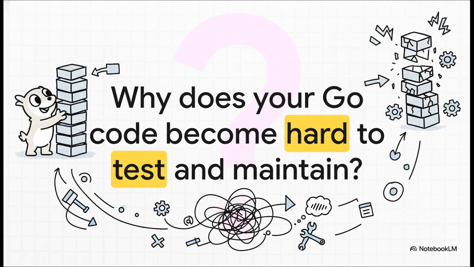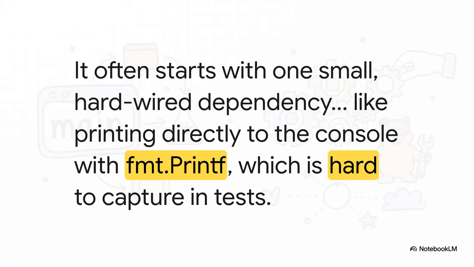You write some Go code, it works great, but then you go to write a test for it, or maybe you need to change one tiny thing, and suddenly the whole house of cards comes tumbling down. It's a really common frustration, and it has a habit of sneaking up on you. And it almost always starts with something that seems totally harmless. You've got a function, it needs to log a message, so you just drop in a fmt.Printf.